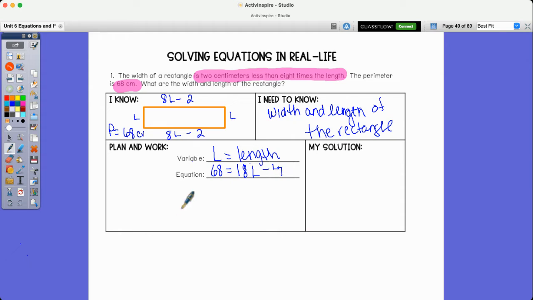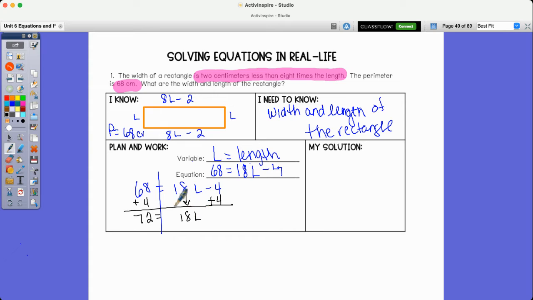Okay, so we're going to solve this problem. I'm going to write 68 equals 18L minus 4. We're going to draw our line down our equation. The first thing we need to do is ask ourselves, what is the inverse operation of minus 4? That is to add 4. So we're going to add 4 to both sides, and we get 72 equals, bring down our coefficient and our variable, 18L.